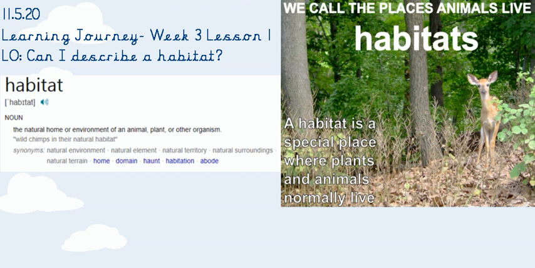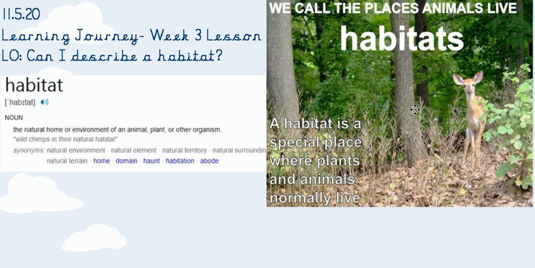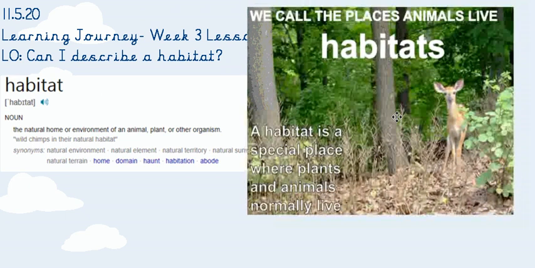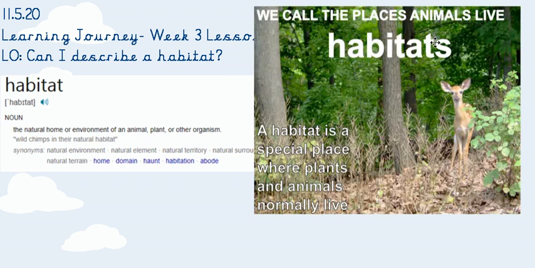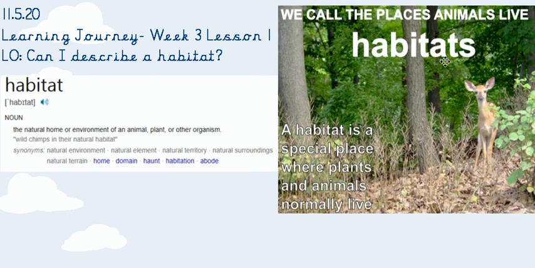Our learning objective is, can I describe a habitat? And this learning objective is going to be running through our week this week. So it says over here, we call the places that animals live habitats. A habitat is a special place where plants and animals normally live. Okay, so a habitat is a special place where living things live. It's for us as well, humans as well. So that's that word habitat that's really important for us today.